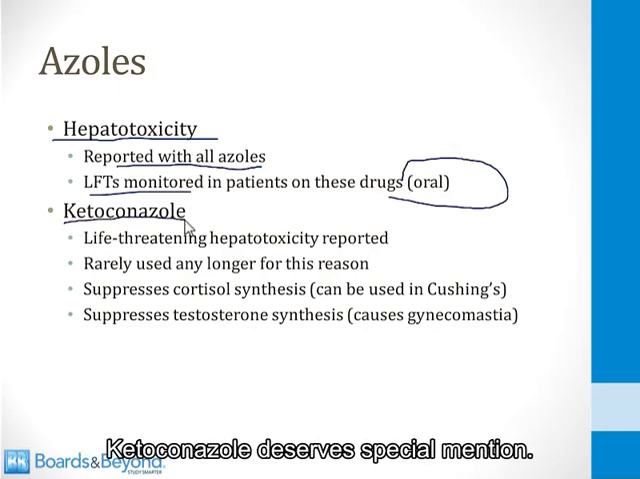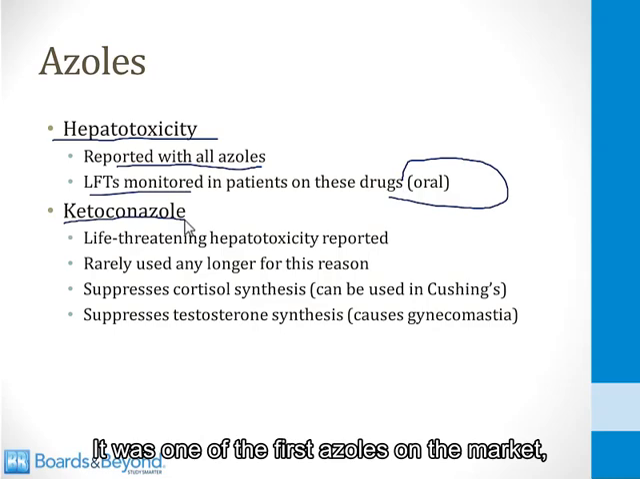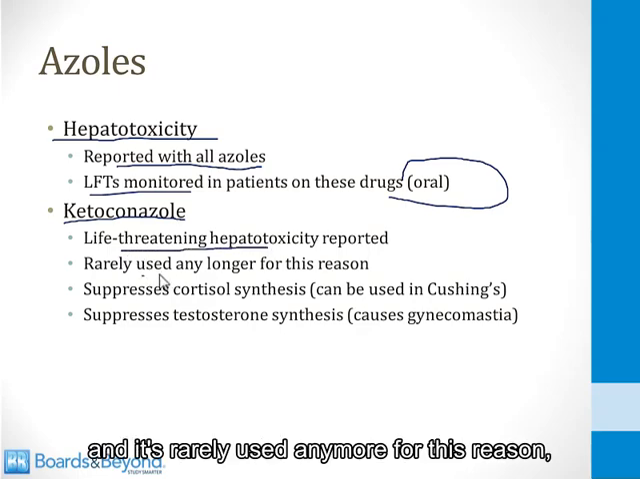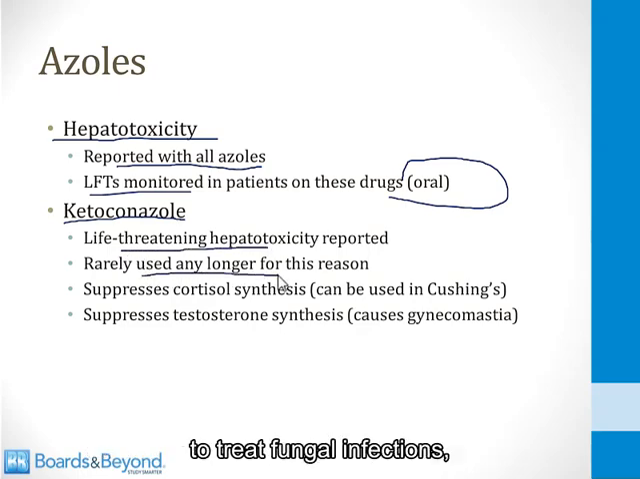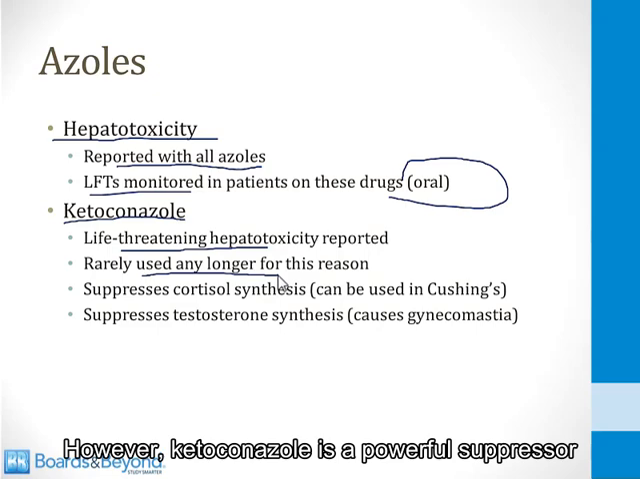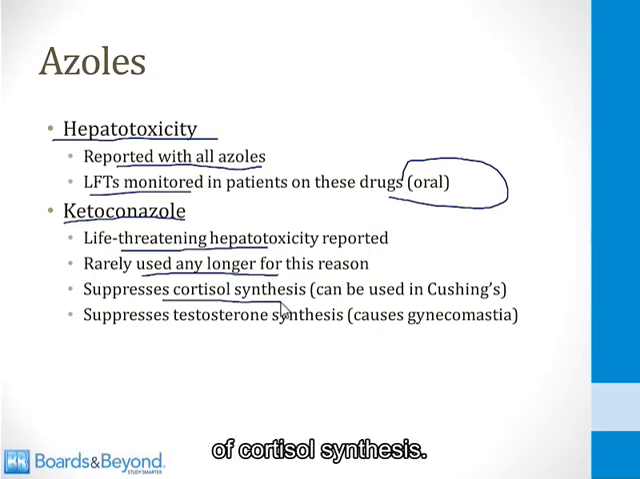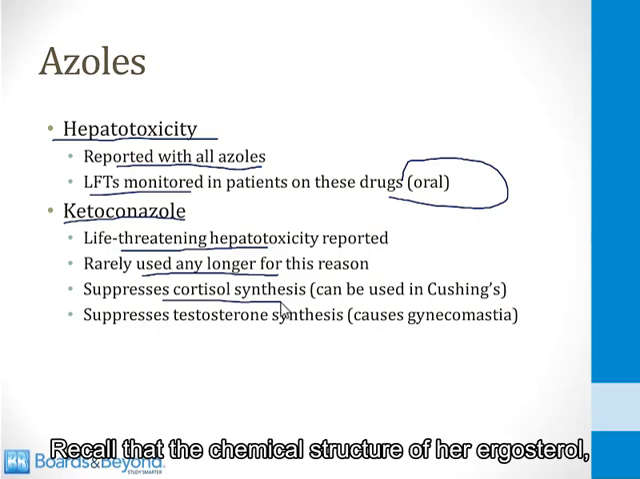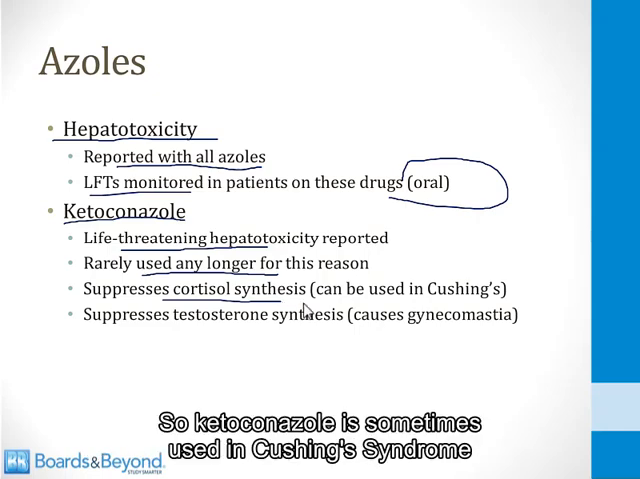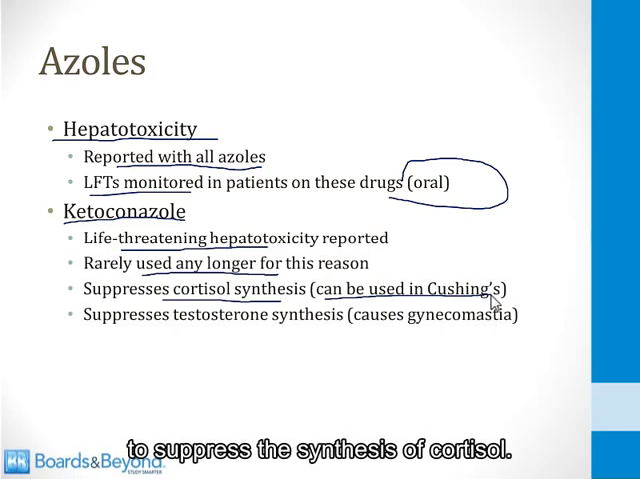Ketoconazole deserves special mention. It was one of the first azoles on the market, but there was an incidence of life-threatening hepatotoxicity, and it's rarely used anymore for this reason to treat fungal infections. We have newer azoles that have less liver toxicity. However, ketoconazole is a powerful suppressor of cortisol synthesis. Recall that the chemical structure of ergosterol is very similar to that of steroids like cortisol, so ketoconazole is sometimes used in Cushing syndrome to suppress the synthesis of cortisol.